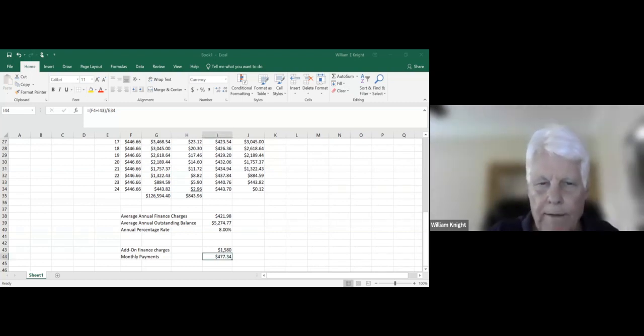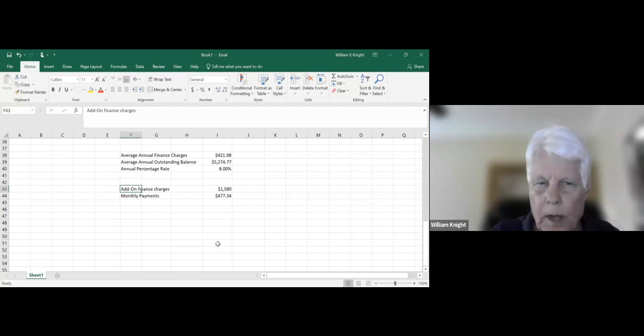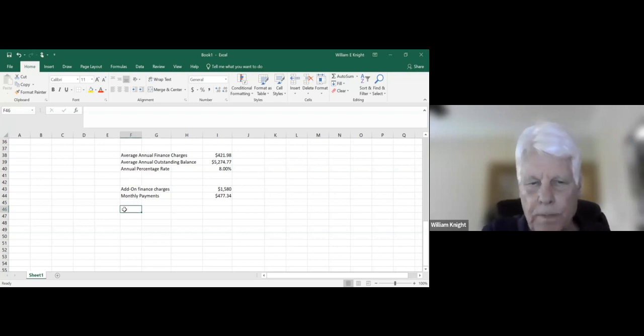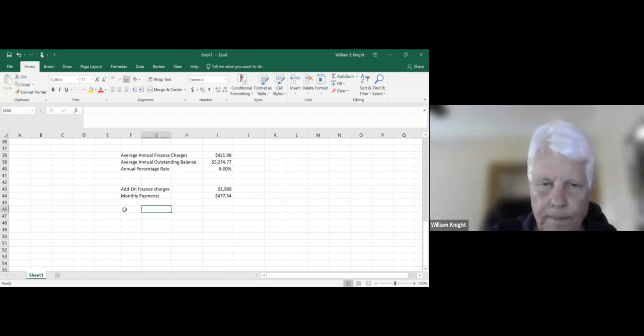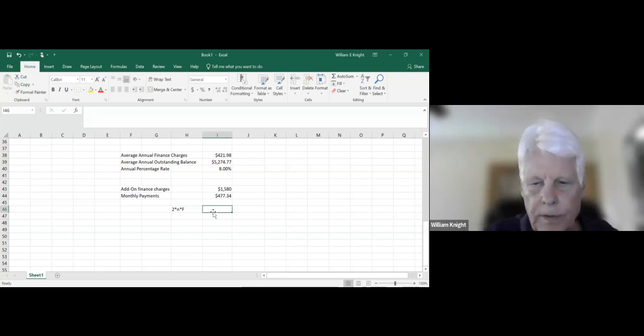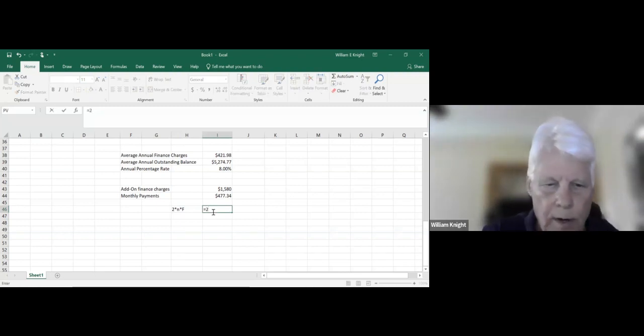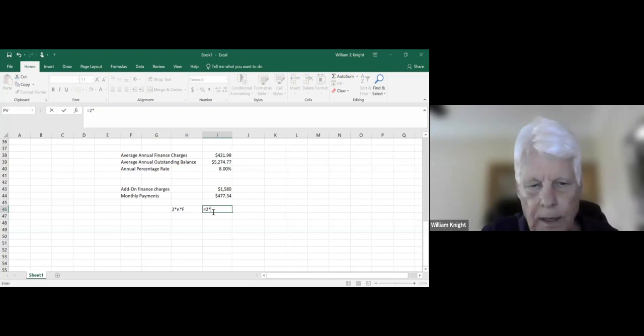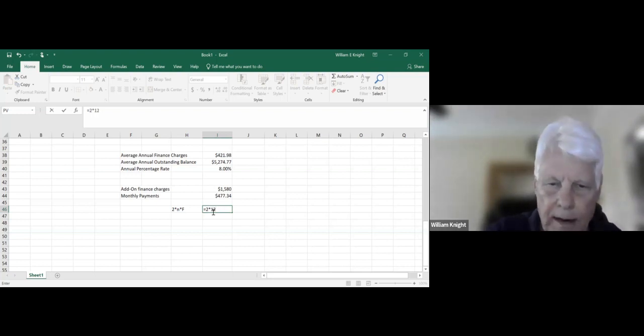All right, so we want the numerator, and this would be 2 times n times f, where this is 2, notice I'm entering a formula here, times n, the number of payments in 1 year, 12, times f.